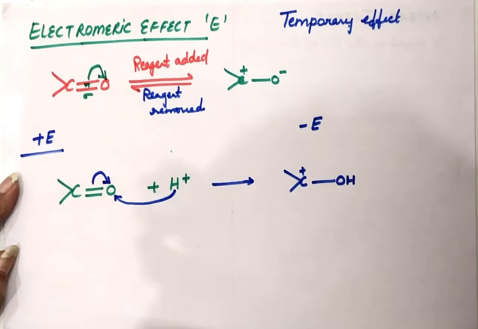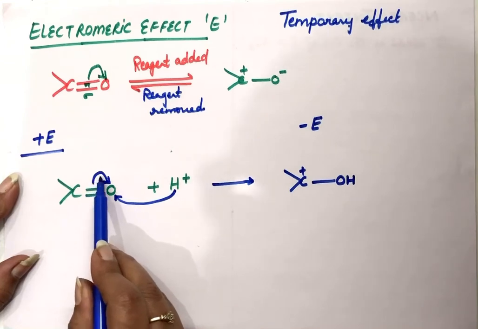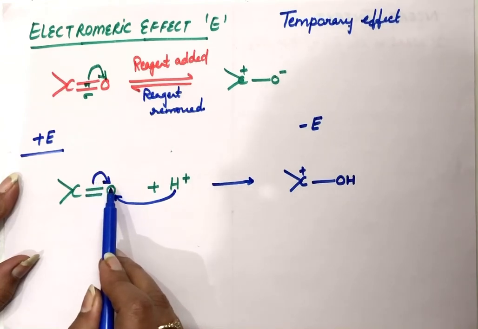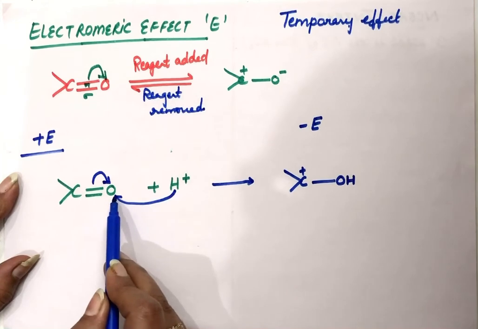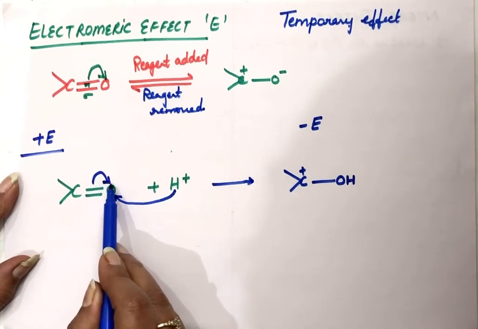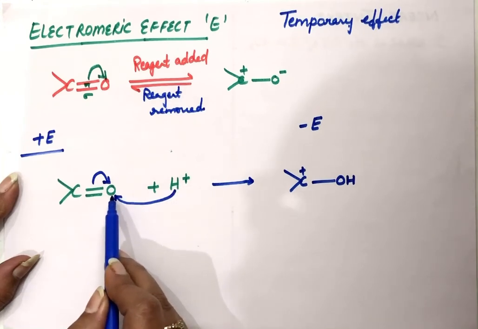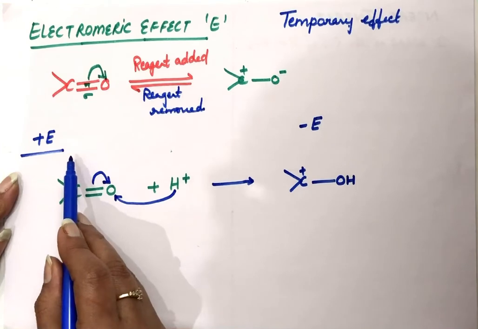This is called plus E effect. Why is this called plus E? Because electrons of the pi bond are transferred to the atom to which the attacking reagent gets finally attached. The side where electrons of the pi bond are moving, the attacking reagent is also attacking that side only. So that is why this is known as plus E effect.